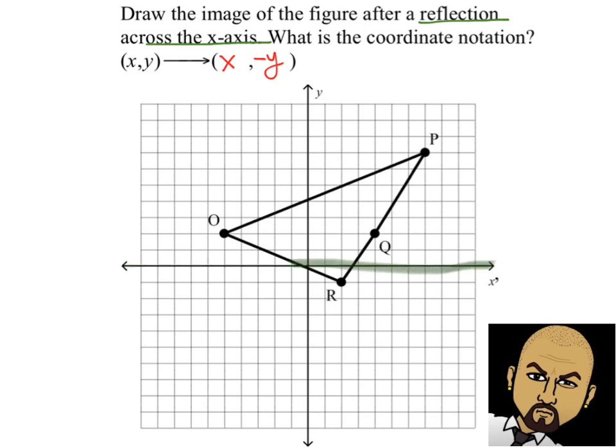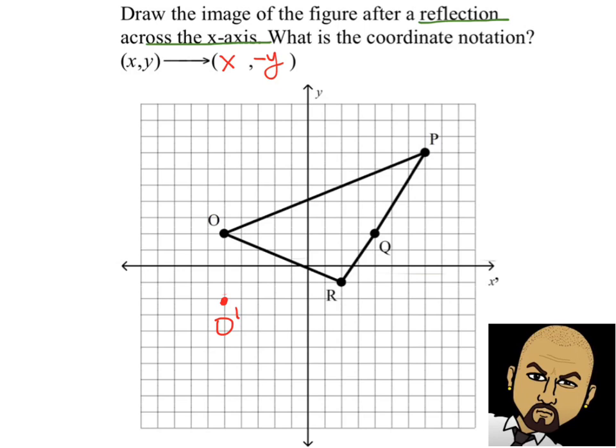We're going to start off with the x-axis and we're going to reflect across it. With vertex O, because we're reflecting across the x-axis, we're going to count how many units it is away from the x-axis. So let's go ahead and count. We got 1, 2. So vertex O is 2 units away from the x-axis. Because we're going to reflect, we go 2 units the opposite way, and we label that O prime.